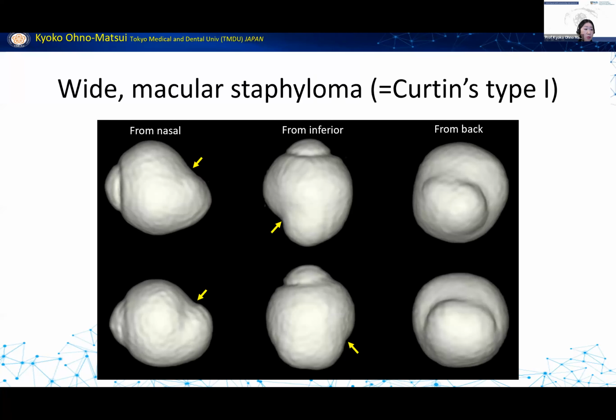The most protruded point exists along the central axis in half of the cases, but lower than the central axis in the other half. So for some reason, the lower part of the eye tends to expand more than the upper part. But in general, wide staphylomas tend to be deep and narrow staphylomas tend to be shallow.